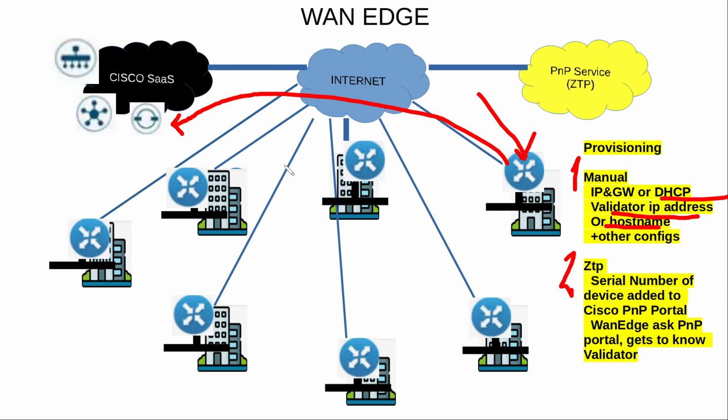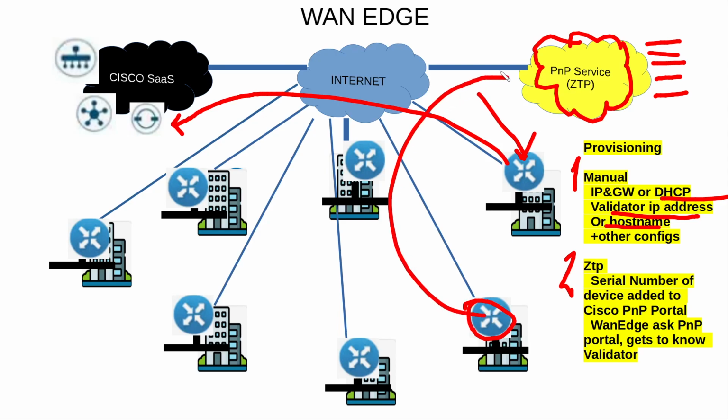The other option is the zero-touch provisioning. In that case, you will have to go into a Cisco web portal known as the PnP service portal, and then you will add your devices there using their serial number. So when a device wakes up, it will try to communicate with that portal, and if the serial number matches, then the portal will provide this device with the IP address of the validator it should communicate with.